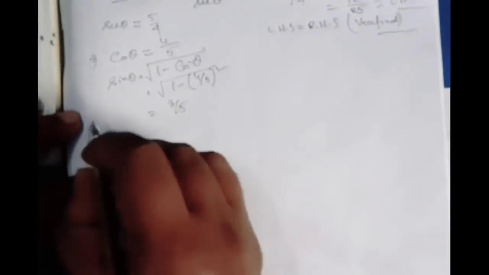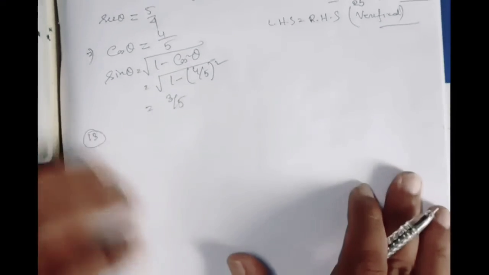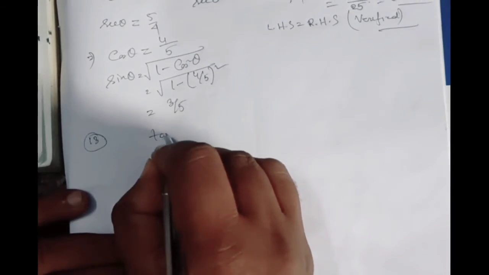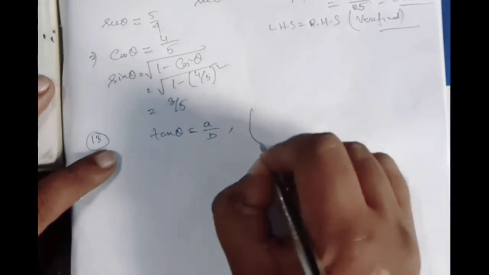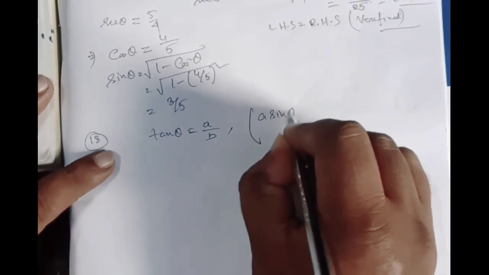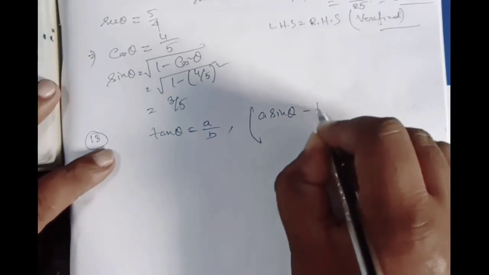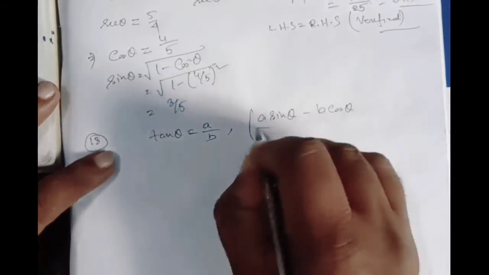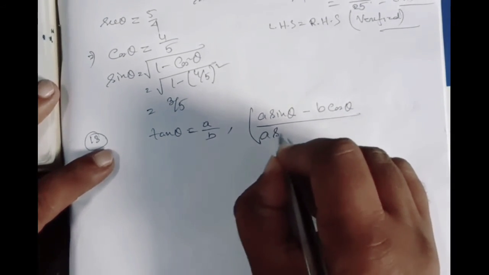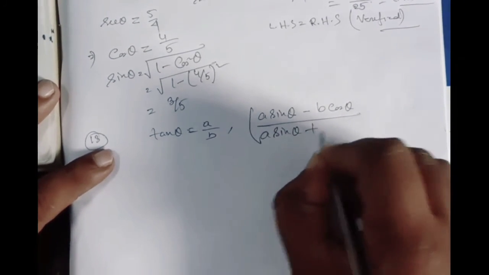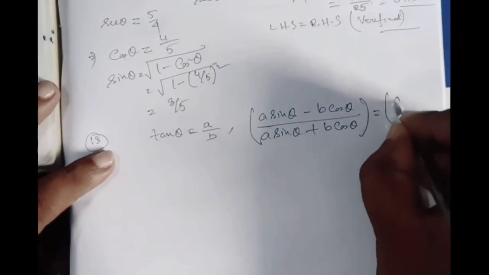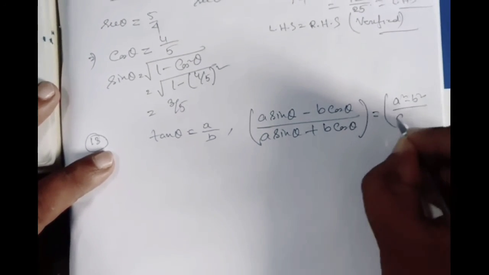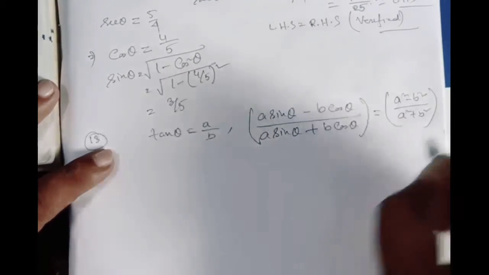Question number 13. Tan theta is equal to a by b. Then we have to show that a sin theta minus b cos theta by a sin theta plus b cos theta, that's equals to a square minus b square by a square plus b square. Okay.